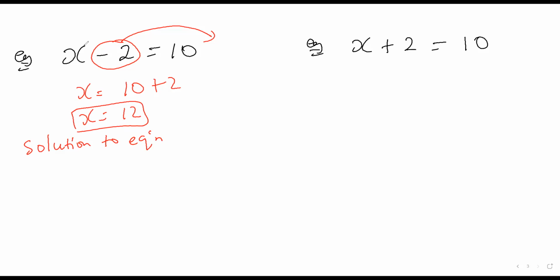Because x could not take any other number here, right? x could take 3, it could be 4, it could be 5. In this case here, x must be 12 to make the statement true. This is a mathematical statement. The equation, in other words, is a mathematical statement, right? Consisting of two sides, a left-hand side and a right-hand side.